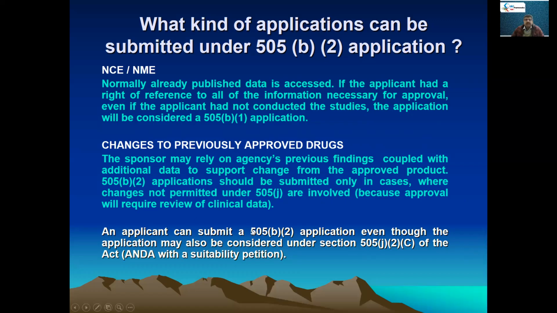An applicant can submit a 505(b)(2) application even though the application may also be considered under 505(j)(2)(C), which is the ANDA with suitability petition. We will be discussing the ANDA with suitability petition when we talk about the ANDA process in a separate lecture.